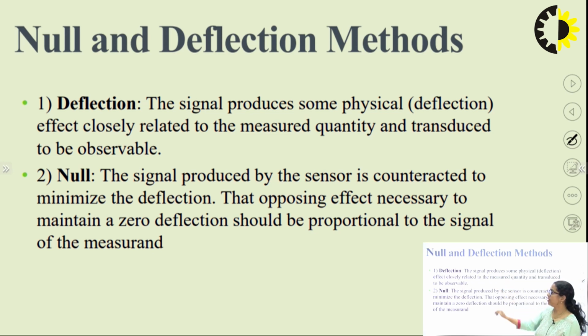Null and deflection method: there are two methods to keep any pointer in the center. If we say this is the 0 pointer, then we can say it is in a balanced position. When it gets deflected from this position, say to 1, then we can say it is the deflection method. It is giving output by deflection. But in the null method, if the deflection is represented by 1, then another deflection in the opposite direction will be treated as -1. That will bring your pointer to the neutral position, that is 0, and your deflection will be null. That's why we call it the null method.